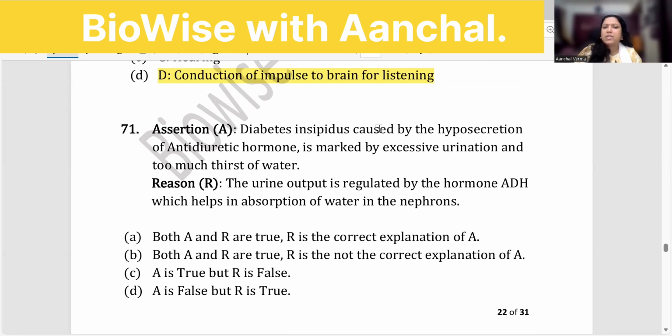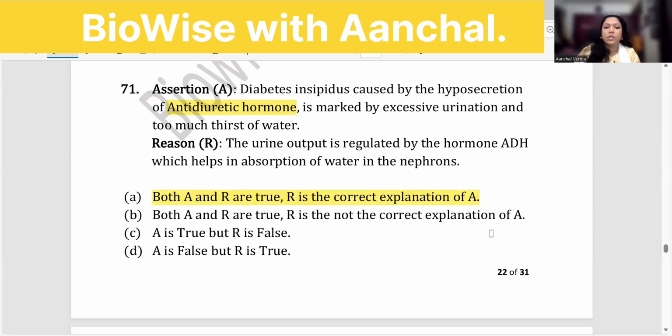Now, next question. Diabetes insipidus caused by hyposecretion of antidiuretic hormone is marked by excessive urination and too much thirst for water. The urine output is regulated by hormone ADH, which helps in the absorption of water in the nephrons. Now, both the statements are correct, right? ADH deficiency leads to dilute urine because reabsorption does not take place. So, dilute urine is more and more excessive urination, right? So, this is true. The urine output is regulated by ADH. That is also true. Antidiuretic hormone helps in reabsorption of water in the nephrons. That is also true. So here both the statements are true and R is the correct explanation of A. Understood? Right answer. Moving to the next.